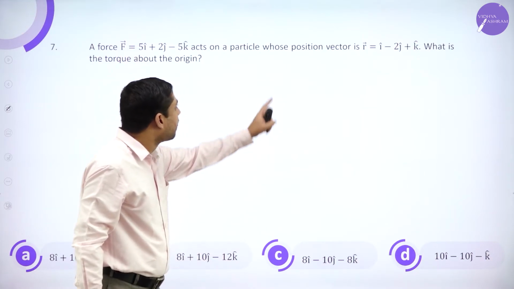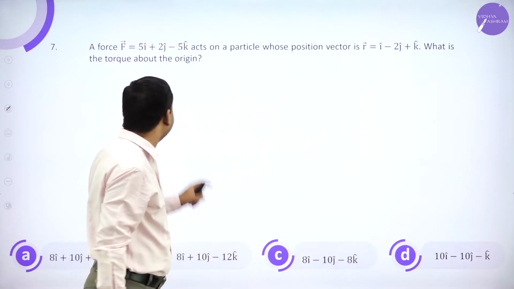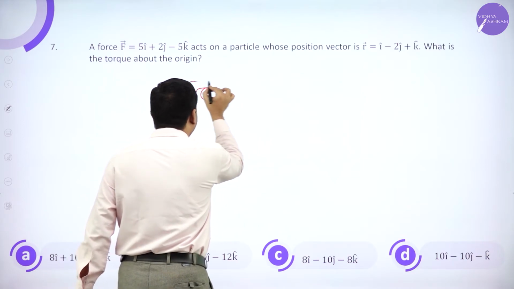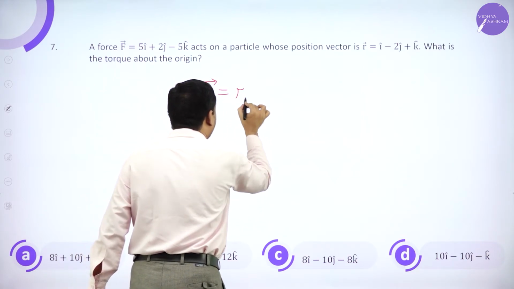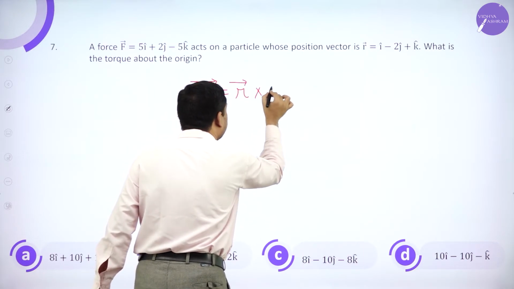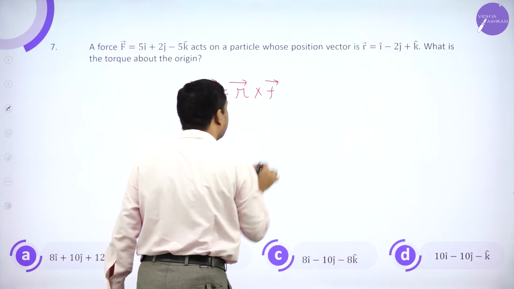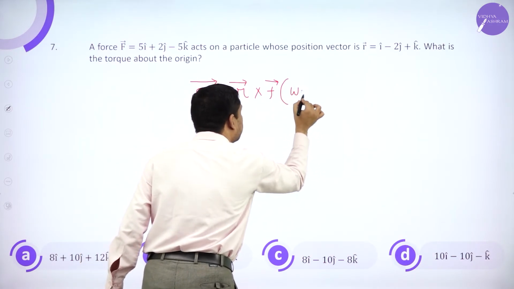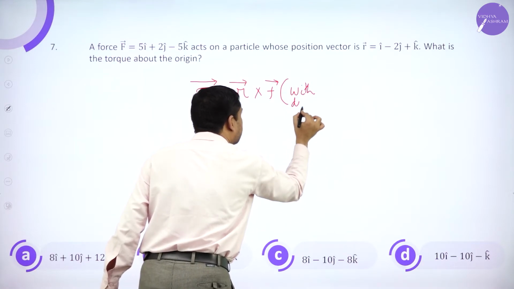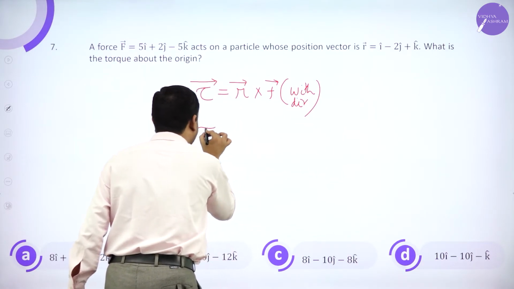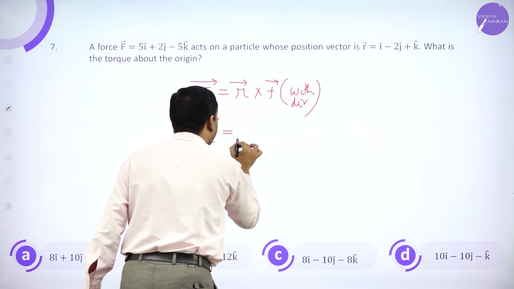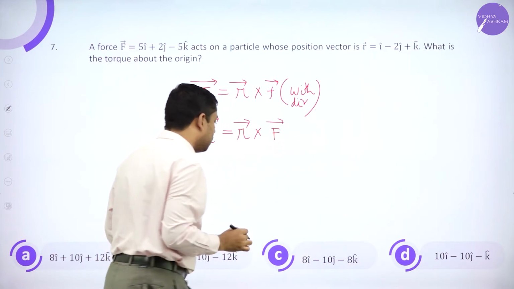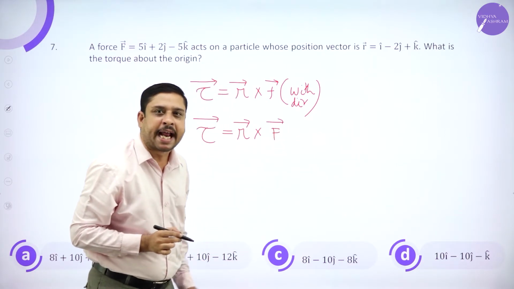Force is given. Position is given. Torque has to be calculated. We know vector tau is vector r cross vector f, or you can write without direction. So with direction I can mention this as vector r cross vector f. So simplify, you arrive at the answer.